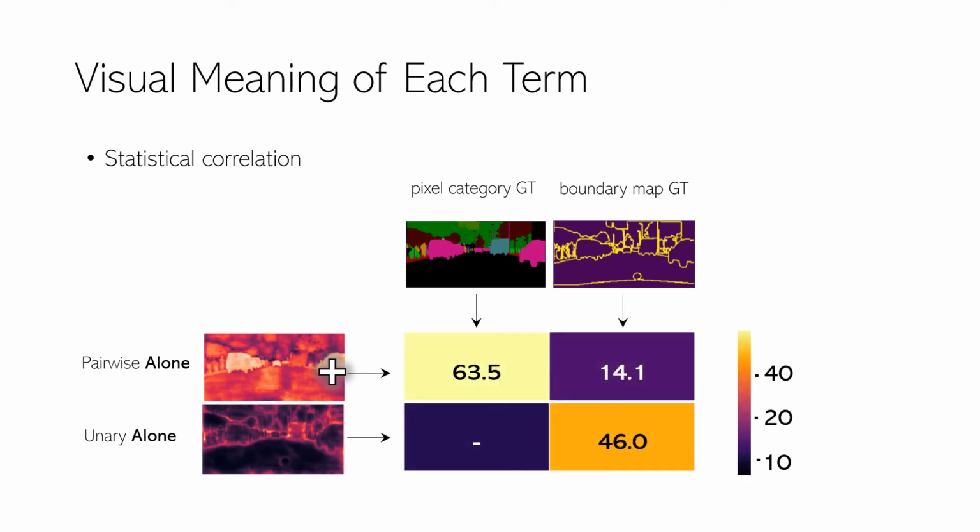This is the result. The diagonal numbers are high, indicating high correlation between pairwise attention maps and the pixel category map, and also indicating high correlation between the unary attention map and the boundary map.